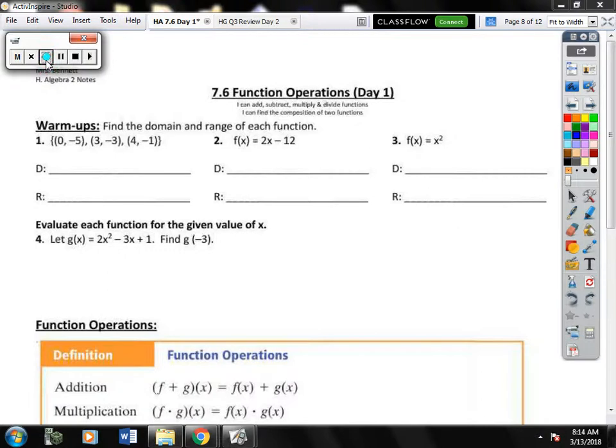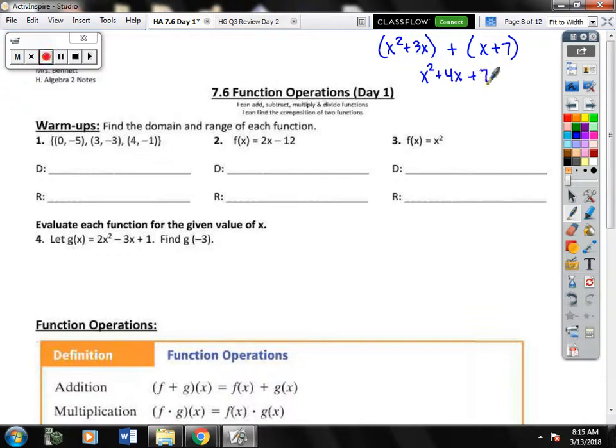So normally if you were adding functions, this is what it would look like. And you guys know if you're adding, all you do is add your like terms, so the parentheses are really irrelevant. You would just get x squared, 3x plus 1x is 4x plus 7.